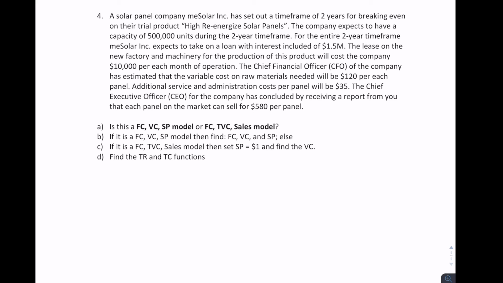Now, I'm not interested in trying to solve these questions yet. I'm interested in whether you understand how to pick off the information, how to see a fixed cost, how it differs from a variable cost or from a total variable cost, and from the sales or sales per item. So here are the questions with regards to this. Good luck.